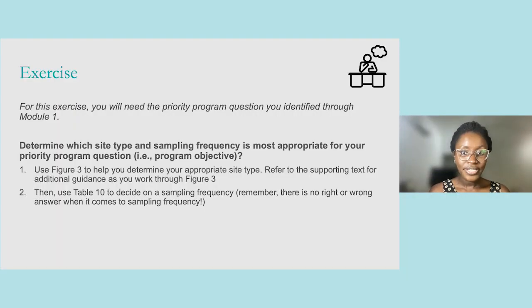Great, we have completed Module 4 and we are ready to dive into the exercise. For this exercise, you will need to recall the priority program question you identified during Module 1 and that you worked with in Modules 2 and 3. First, review Figure 3 to determine which site type is appropriate based on your program question. And second, use Table 10 to decide on sampling frequency that is most appropriate for your priority question.